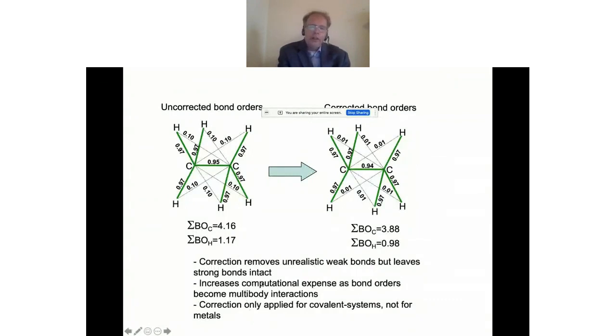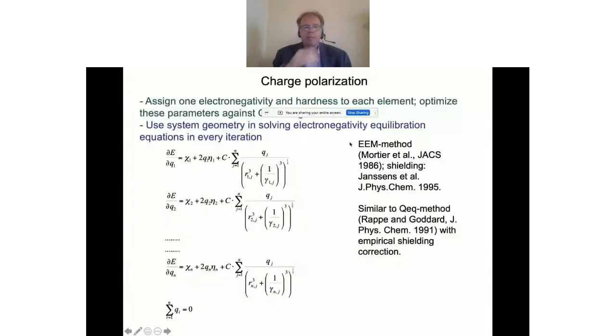The disadvantage is that computational expense increases quite significantly, because now all my bond orders go from being a two-body function to a multi-body function, and bond orders are used everywhere in ReaxFF, so this is fairly expensive. We already do this for covalent systems. For metals, we really don't have to do this, because they're typically so electron rich, they like to make those long-range bond orders. But for covalent systems, this is a pretty important correction to make.